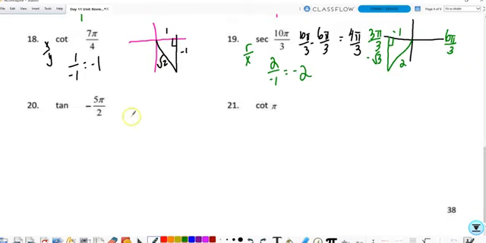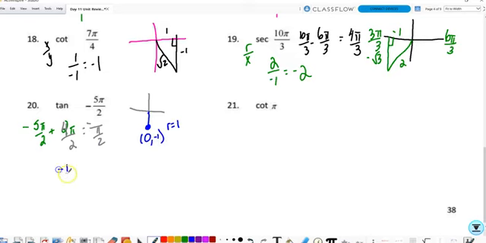Negative 5 pi over 2 is more than one rotation. So I'm going to add a rotation back. So that's negative pi over 2, which clockwise goes down here. I'm going to pick a radius of 1. Tangent is y over x. That's undefined.